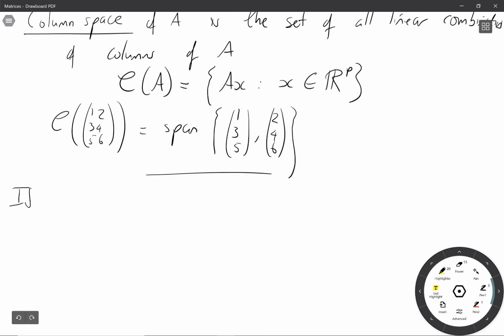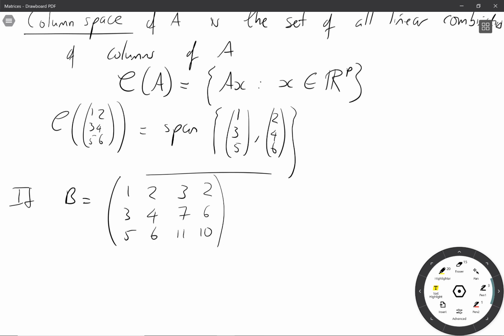Now let's consider another matrix. So let's suppose B is 1, 3, 5, 2, 4, 6, just as before. But now let's add a couple of extra columns. Okay, so let's say 3, 7, 11. So just add the first two columns to give us a third column. And let's have one more. Let's just multiply the first column by 2, say. 2, 6, 10.